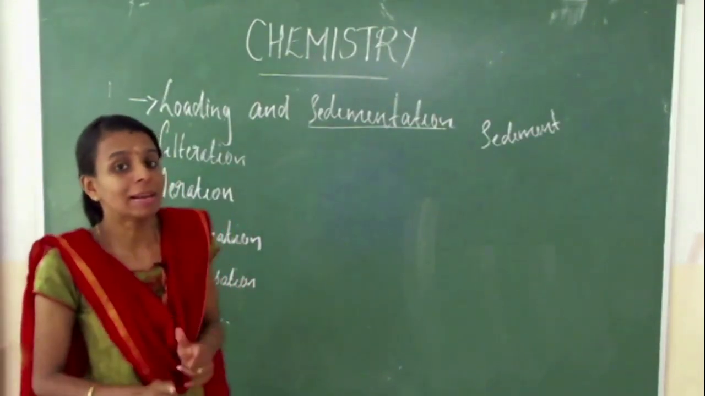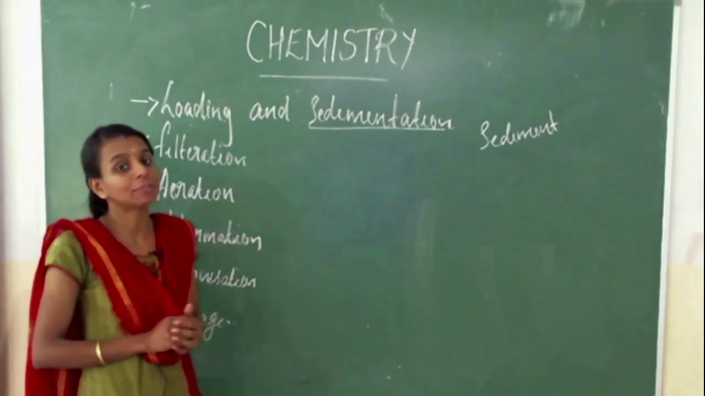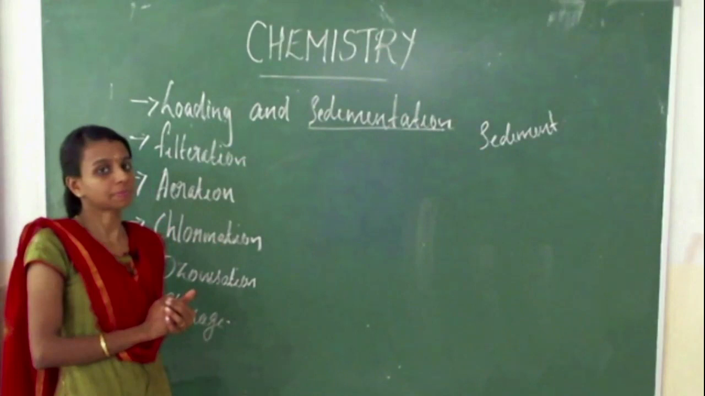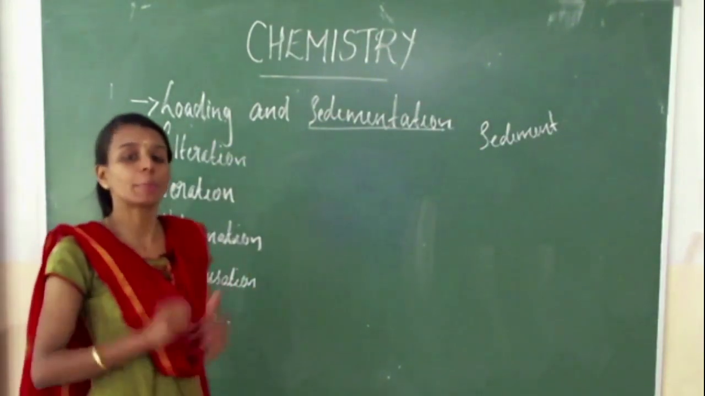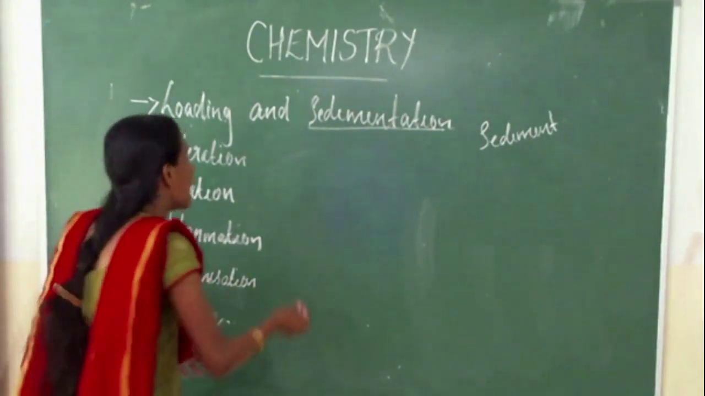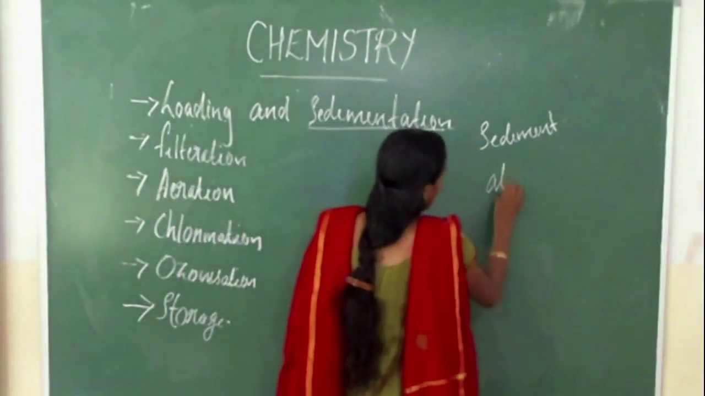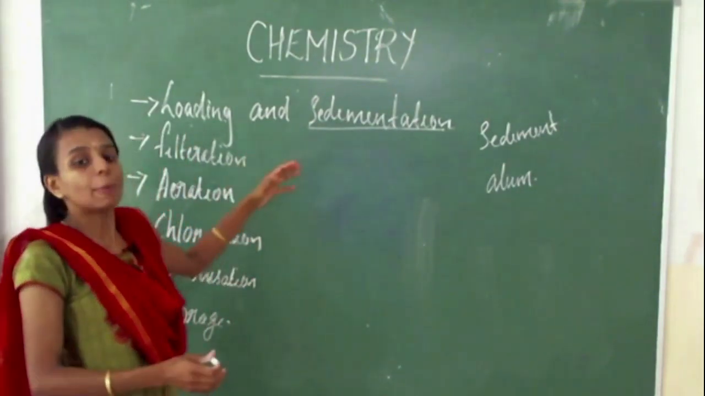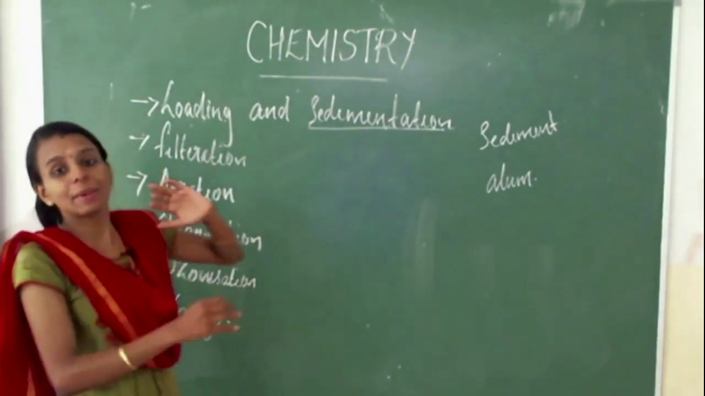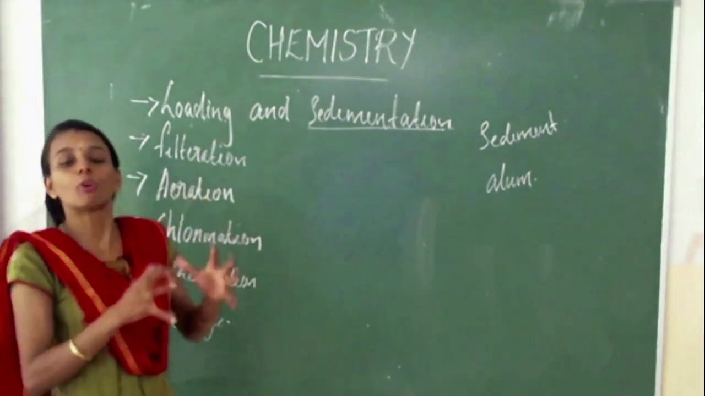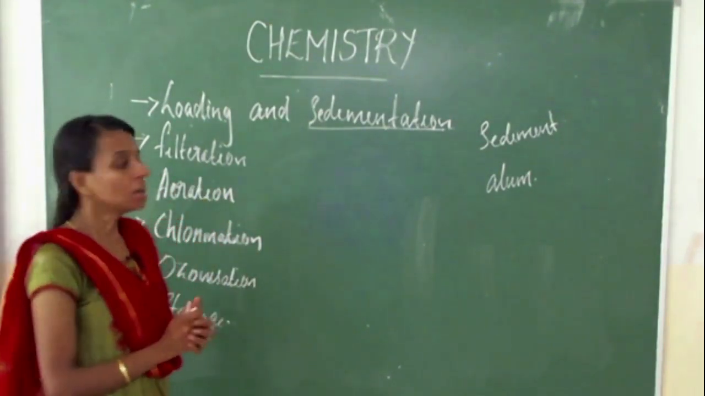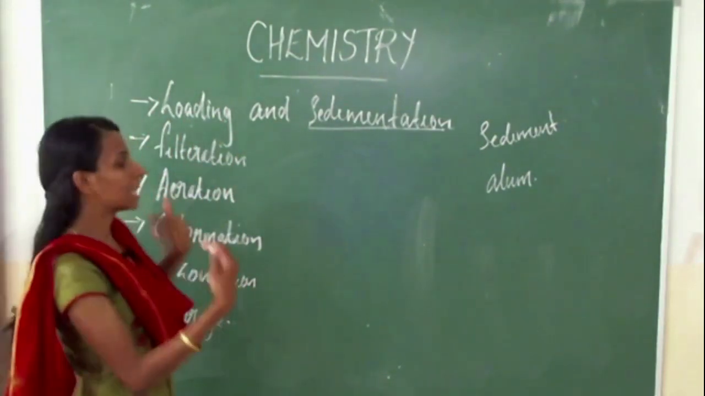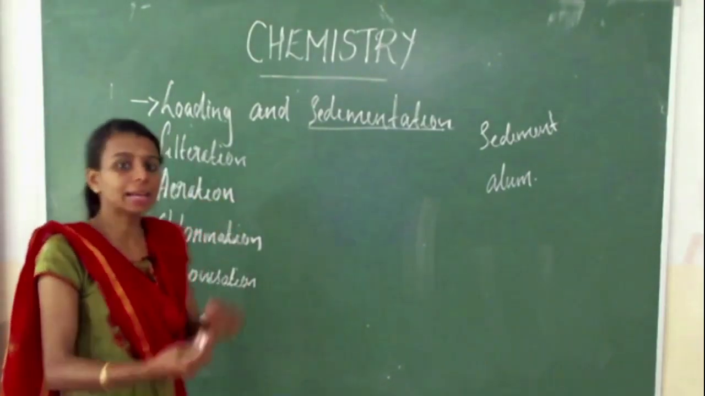At that time, we will add one chemical. What is the name of that chemical? We already discussed that one in the chapter on separation of mixtures. Which chemical do we use for loading purpose? Alum, potash alum. When potash alum is added to the water, it combines with the particles and forms clusters. So the first step is loading and sedimentation. After the loading and sedimentation process, it still contains small particles.